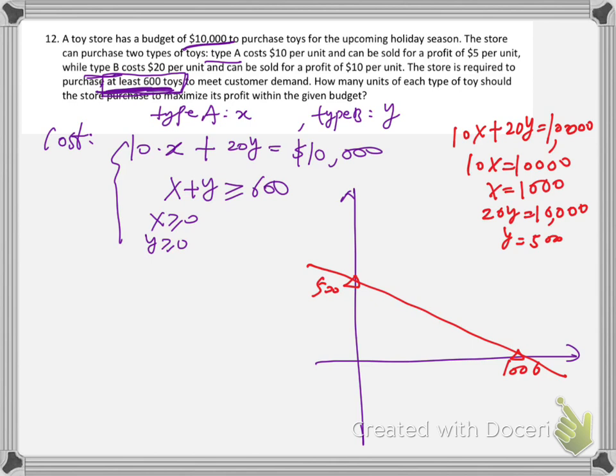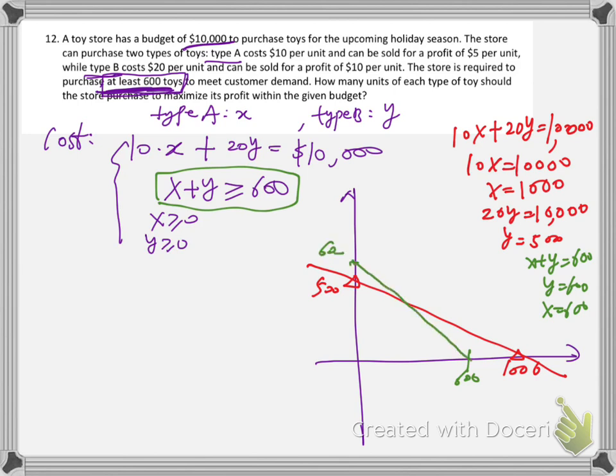For line 2. So line 2 is x plus y is 600. So you cover x, you got y is 600. You cover y, you got x is 600. So they are the xy intercepts. So it's 600 here, and then 600 there. So that's line 2.